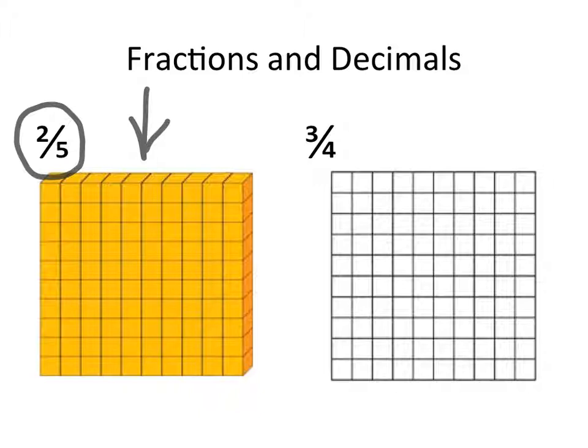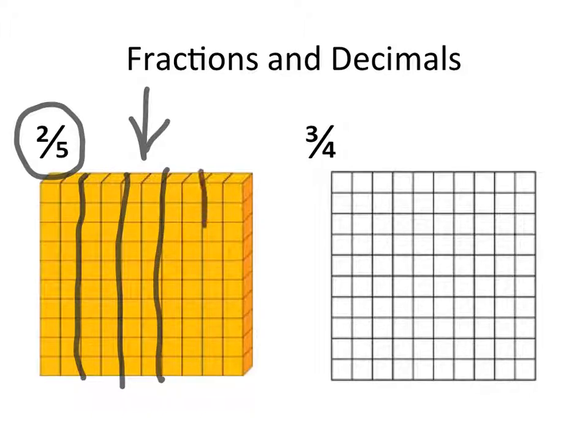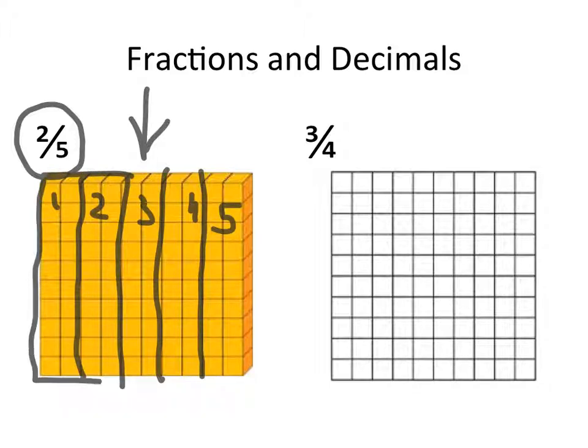So what we would have to do is break our whole into 5 equal pieces, because fractions mean equal pieces. So here we have fifths. 1, 2, 3, 4, 5. 2 of those fifths would mean this much. That would be 2/5.